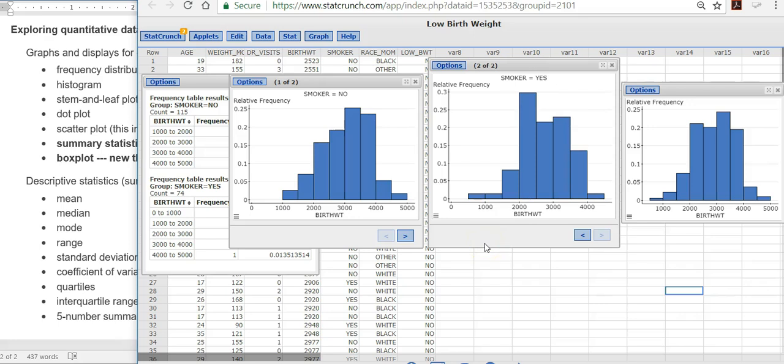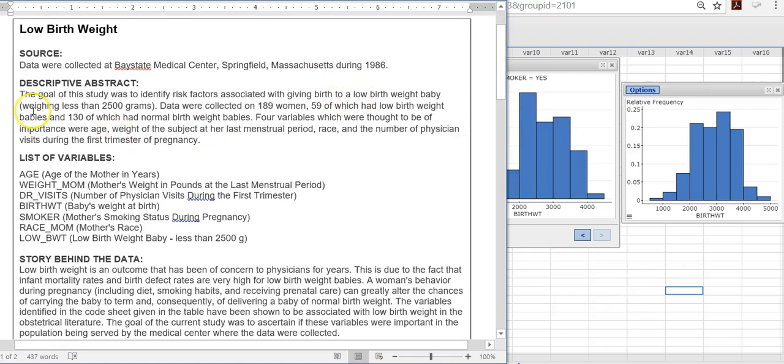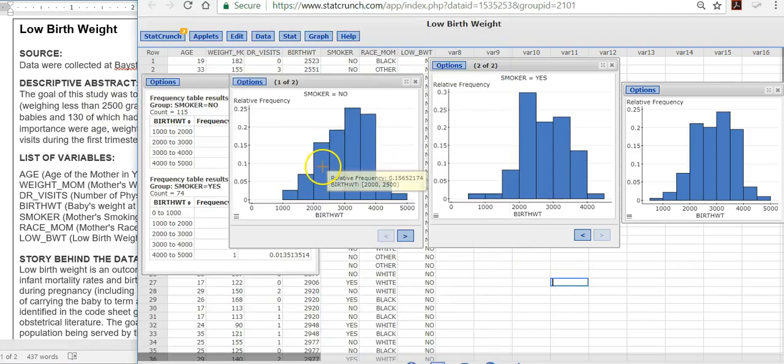One other thing that's important in this one, if we go back and look at the description, is that a low birth weight baby is considered to be one that weighs less than 2,500 grams. So thinking about that, if we look at these two graphs, the less than 2,500 grams is the highest frequency class for the smokers, from 2,000 to 2,499, and then after that. So the smokers actually have quite a few low birth weight babies, where for the non-smokers, the total of these three classes that are under 2,500 grams isn't nearly as much.